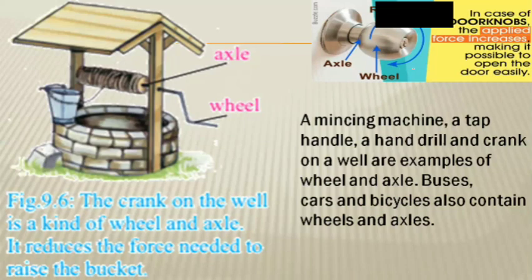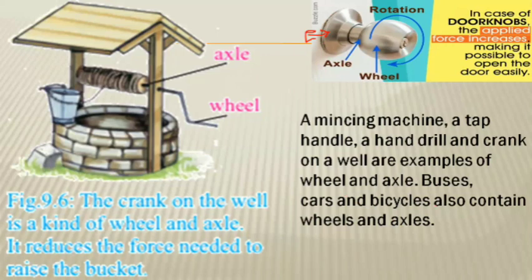If you see here, there is a door knob. This is a wheel, which is fixed on the door, and when we rotate it, the axle will be rotated, and with the door there is a lock, so it is attached with this one. So when we rotate this, the axle will rotate, and this lock will move inside and the door will open. This makes it possible to open the door easily. Otherwise, it is difficult to open the door if there is no doorknob like this.